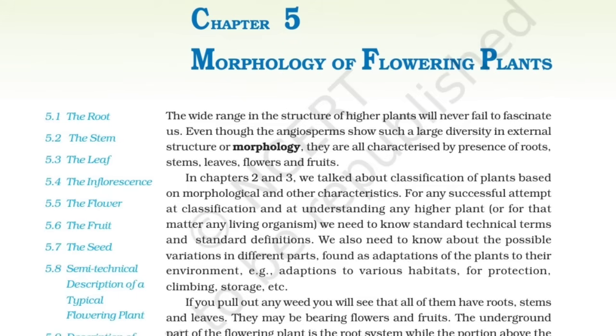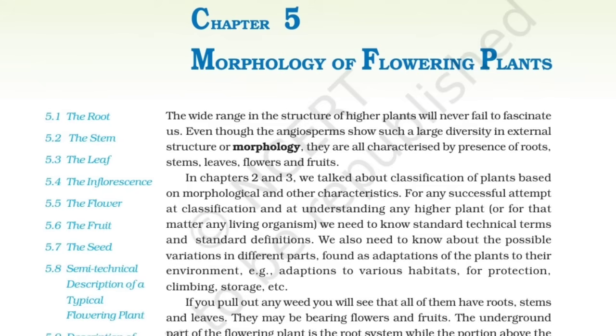In chapters 2 and 3, we talked about classification of plants based on morphological and other characteristics. For any successful attempt at classification and at understanding any higher plant, or for that matter any living organism, we need to know standard technical terms and standard definitions. We also need to know about the possible variations in different parts, found as adaptations of the plants to their environment. For example, adaptations to various habitats, for protection, climbing, storage, etc.